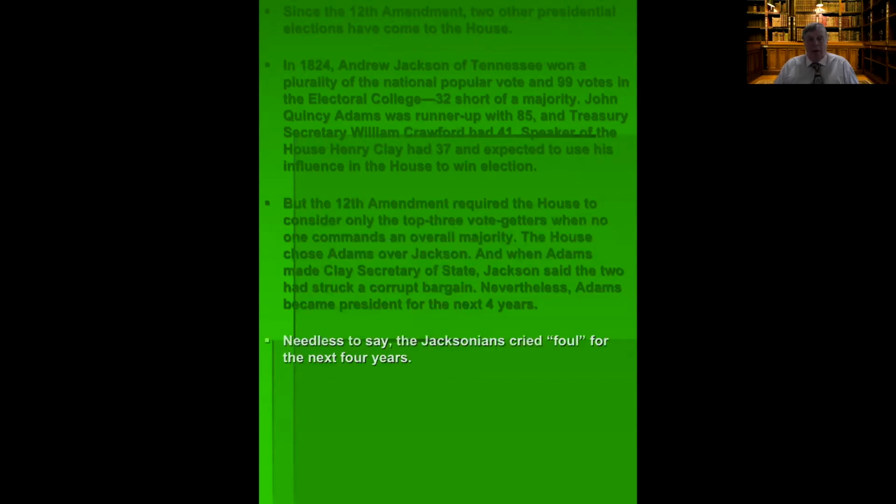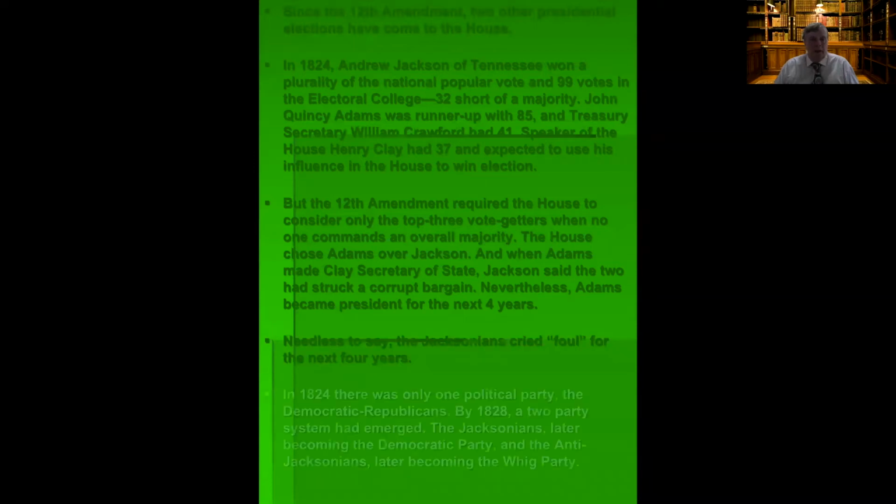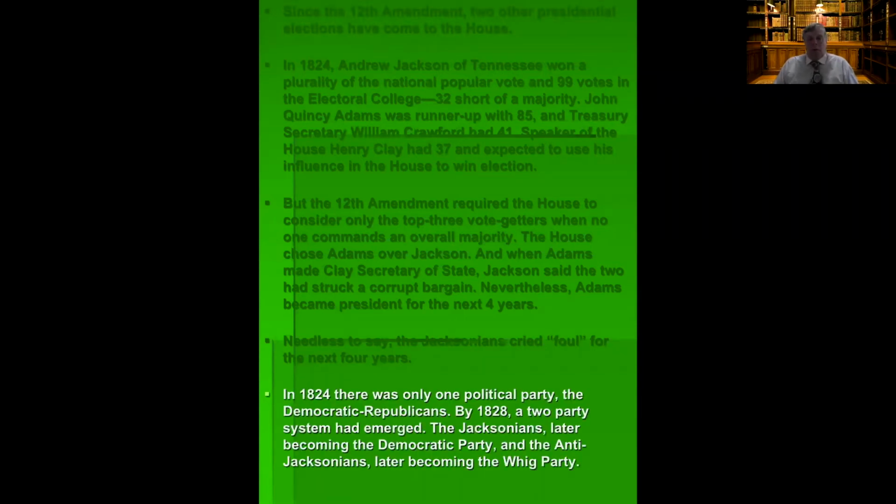Needless to say, the Jacksonians cried foul for the next 4 years. And so it was a problematic presidency for John Quincy Adams. In 1824, there was only one political party, the Democratic Republicans. By 1828, a two-party system had fully reemerged. The Jacksonians, later calling themselves the Democratic Party, the predecessor to the modern Democratic Party, and the anti-Jacksonians later became the Whig Party.